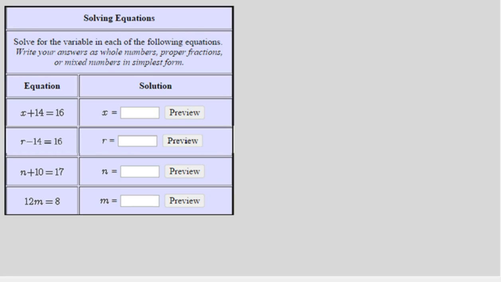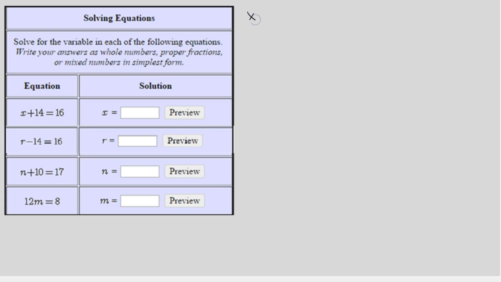In this video, we're going to solve one-step equations. Let's read the directions. Solve for the variable in each of the following equations. Write your answers as whole numbers, proper fractions, or mixed numbers in simplest form. So let's look at the first one.